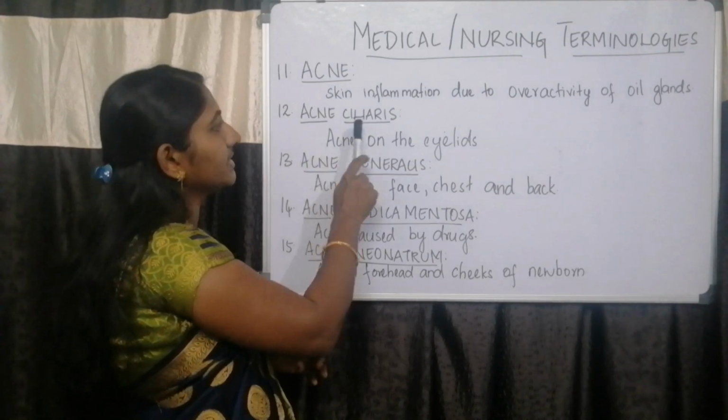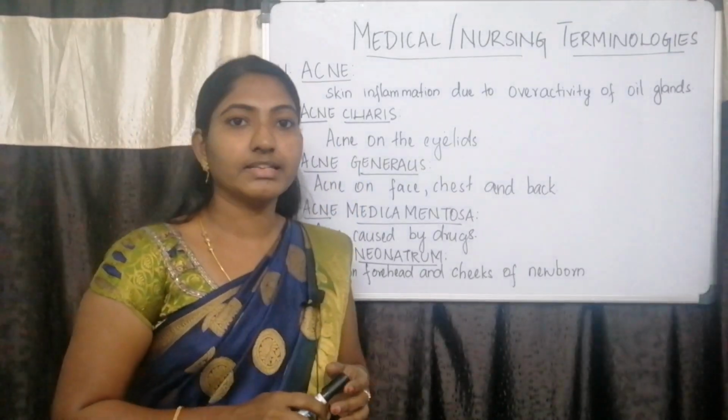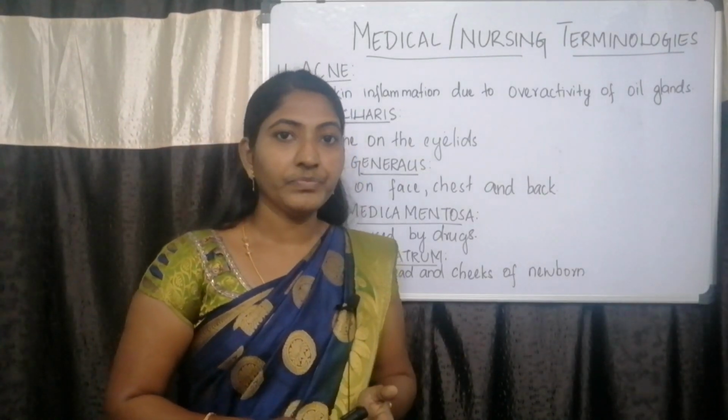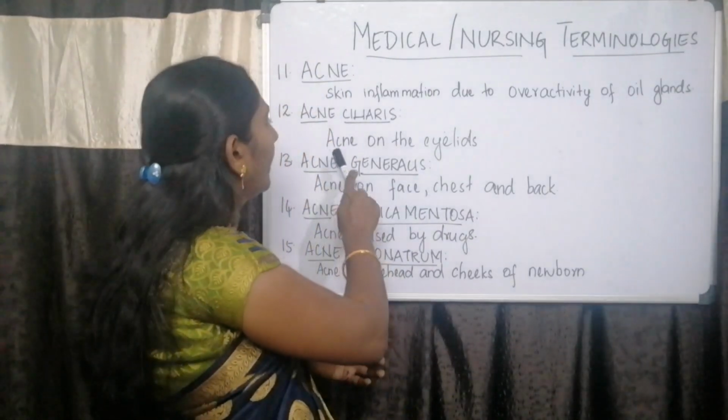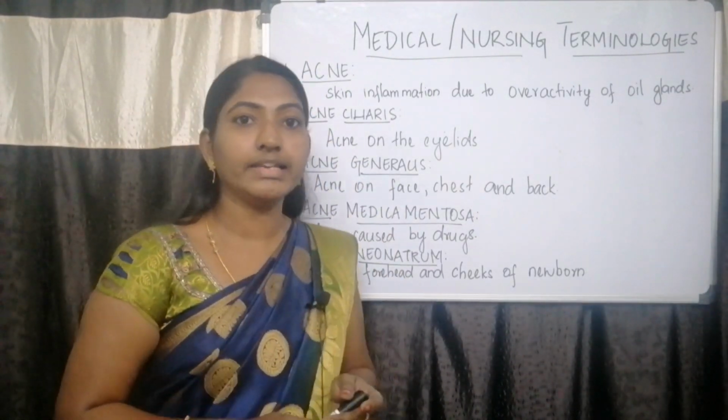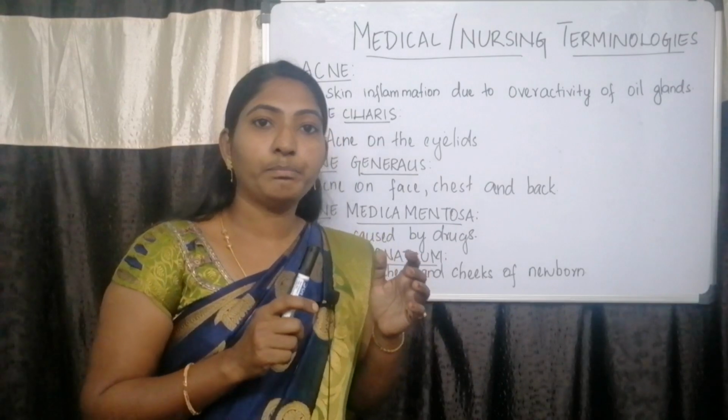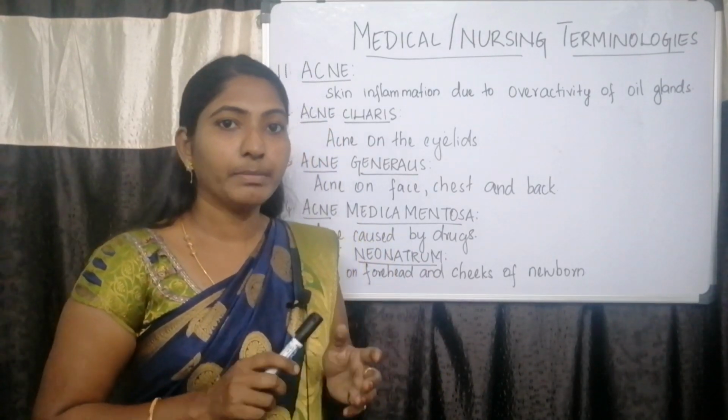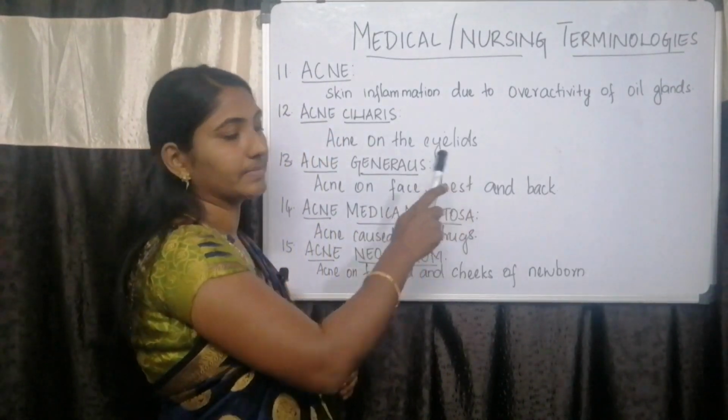Next one is acne ciliaris. Acne ciliaris is a type of acne where the acne is present on the eyelids. That is, papules or pustules may be present on the eyelids.